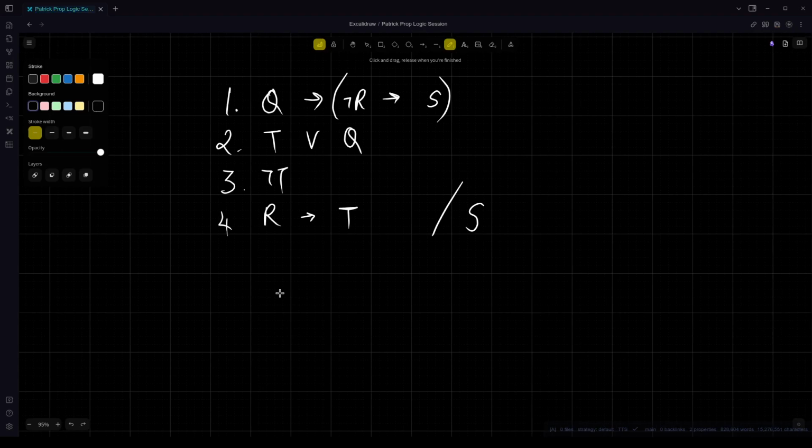Okay, let me read through it. Okay, this one's a bit difficult because in the second premise we have one, two, three, four different letters.